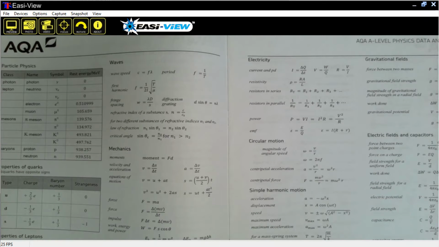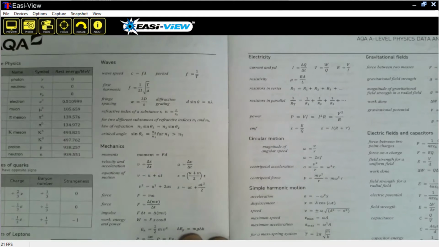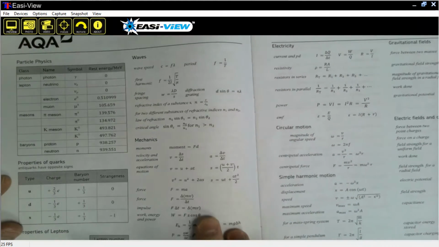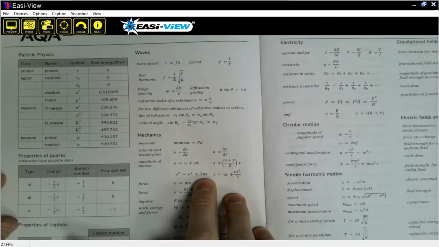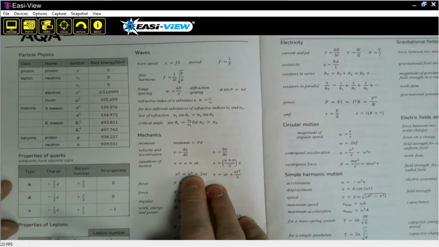So I'm going to go through some of the equations of motion, sometimes known as SUVAT equations because of the use of the notation S, U, V, A, and T. So in the data and formula booklet that you really need to get familiar with, you're actually given quite a few of these. So you're given V equals U plus AT.